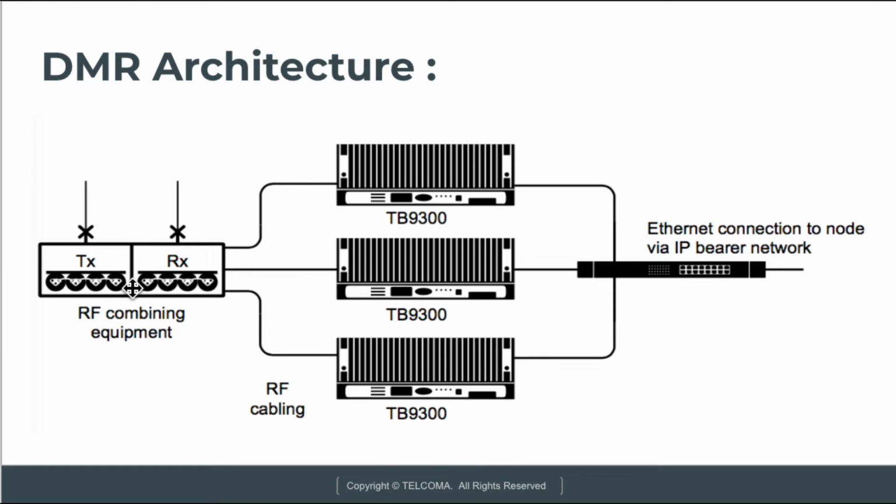So this is the transmission and receiving RF combining equipment, which is further connected to the BTS or the nodes, that is TB9300, and this TB9300 is further connected by Ethernet connection to the node via the IP bearer network. So this RF combining equipment will receive and send the signaling that is coming from the nodes, which is sent to or received from the IP bearer network through this Ethernet connection.